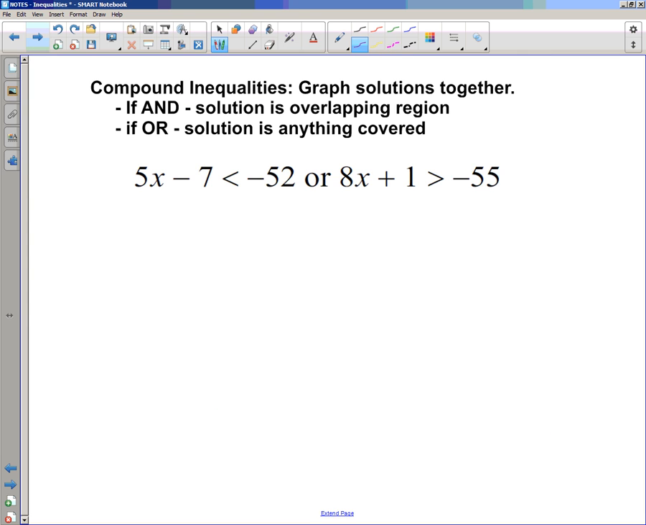Let's do an or. So I'd like you guys to go through the first couple steps. Go ahead and solve both of those inequalities, get x by itself, graph them both. This is an or, so we are not looking for overlap this time around. When we write our answer to this one, our answer is going to have the word or in it. We won't be able to write it the same way we did the last one.